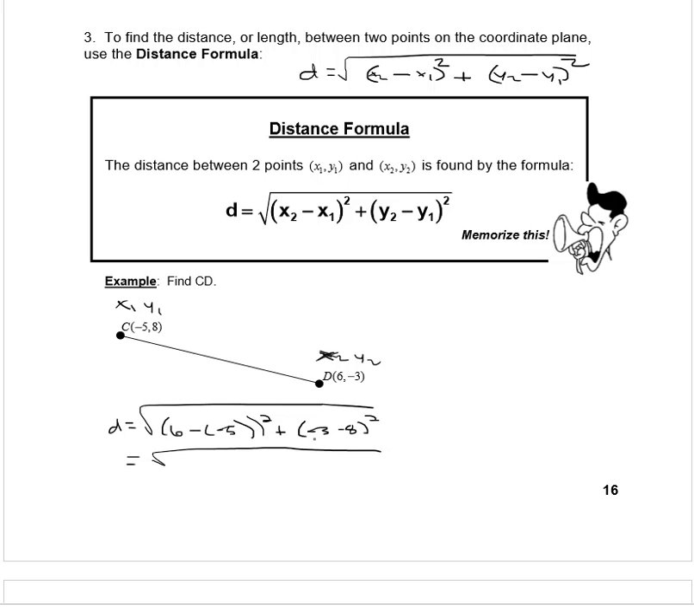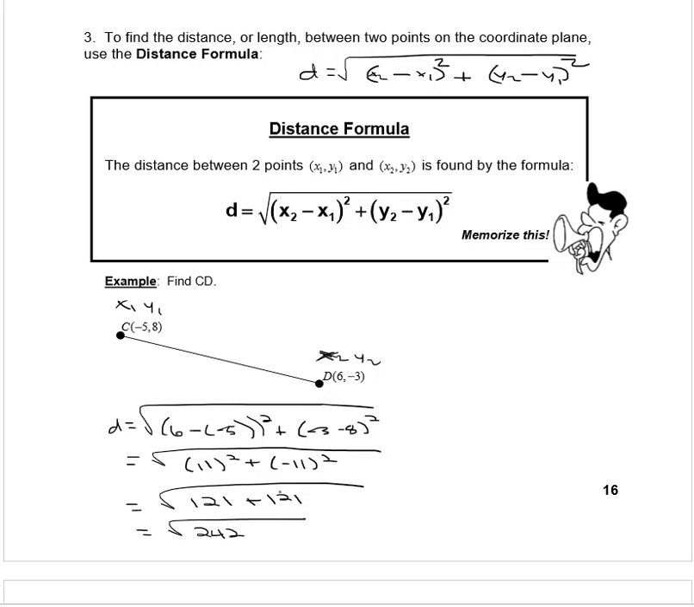Now, the one kind of scary thing about dealing with the distance formula is the opportunity to make mistakes with your arithmetic. So be really careful. So 6 minus a minus 5 is 11. So this is 11 squared. Plus negative 3 minus 8 is a negative 11 squared. So be really careful. If you write kind of big and neat, you'll be able to see this a lot more clearly, and you hopefully won't make as many mistakes when it comes to the arithmetic. Well, 11 squared is 121, and negative 11 squared is 121, so that equals the square root of 242.